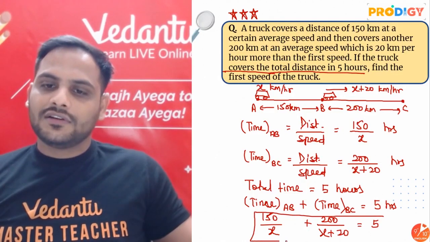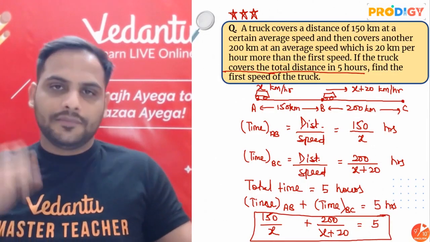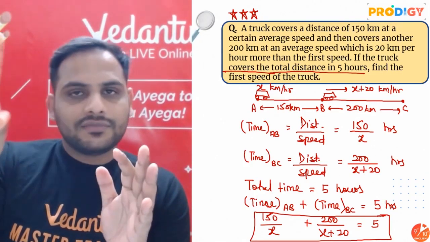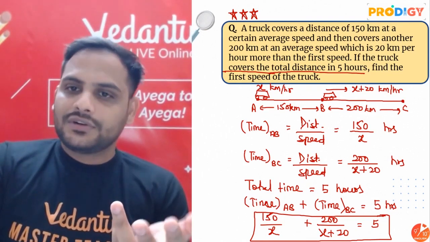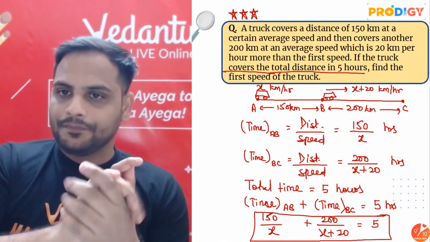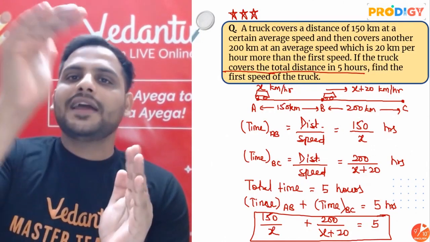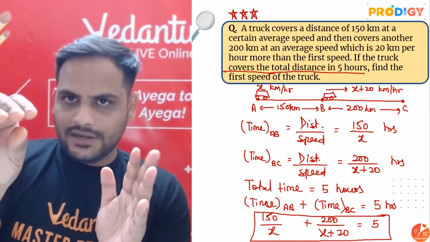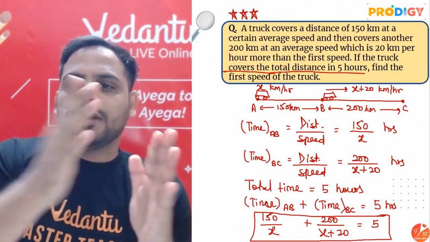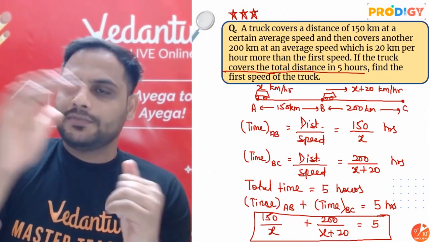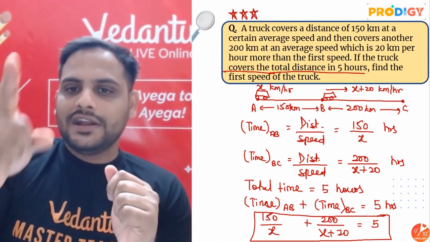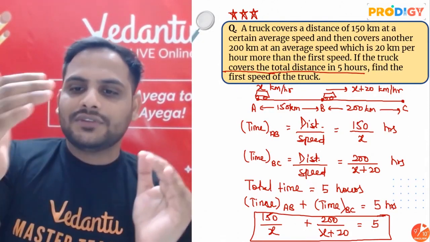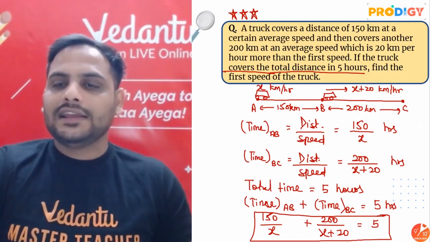Please look at this one more time. Very important. Look, what I have told: time taken to move from A to B is distance upon speed. Distance is 150 kilometer. Speed I have taken as x. So time taken to move from A to B is 150 by x. Then at B, the speed increases by 20 kilometer per hour, so from B to C the speed is x plus 20. Distance is 200. So time taken to go from B to C will be 200 upon x plus 20. If I add both, I will get my total time. Total time is 5 hours. So 150 by x plus 200 by x plus 20 is equal to 5.